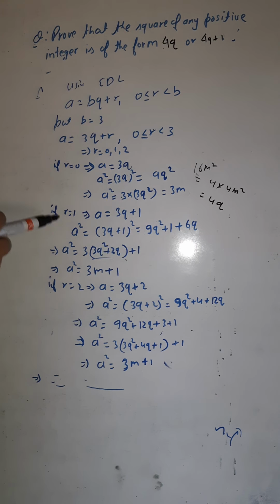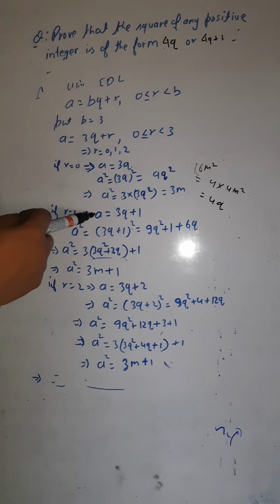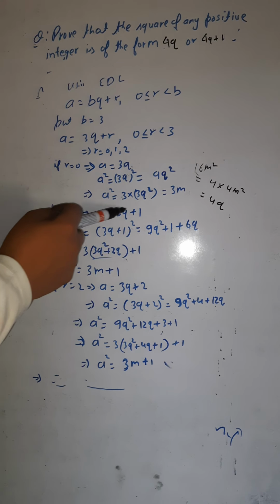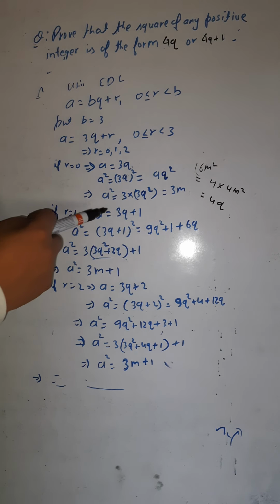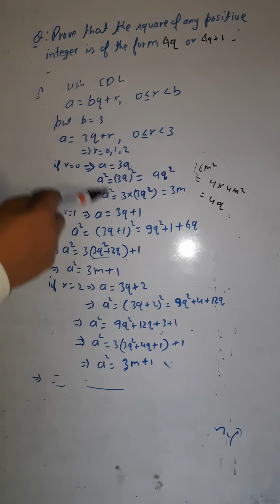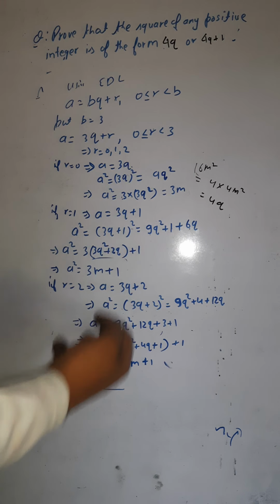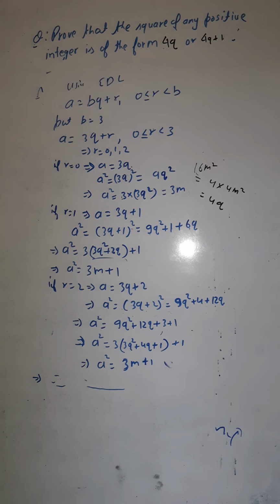Now let's take another value of r. Let's say it is 1. So a would be 3m plus 1. Sorry, 4m plus 1. It is 4 here now. 4m plus 1. Square it. Just the way we solved the previous question, similarly you have to solve this question also. Are you getting this? Okay.